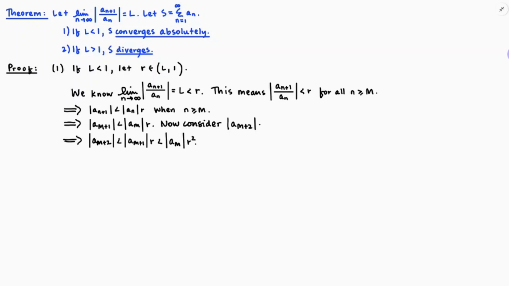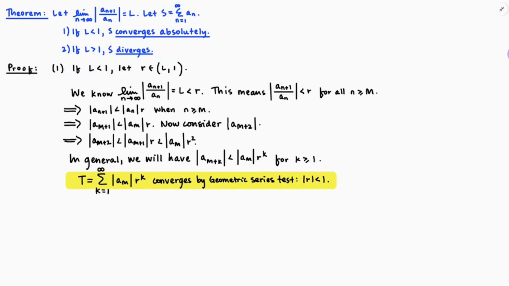And if we were to generalize this, we'll have a sub m plus k's absolute value being less than the absolute value of a sub m times R to the kth power any time k is greater than or equal to 1. And so what we're going to do is compare this to a geometric series. I'm just going to make up a sum T, which is the sum from 1 to infinity of the absolute value of a sub m times R to the k. Now that's going to be a geometric series.